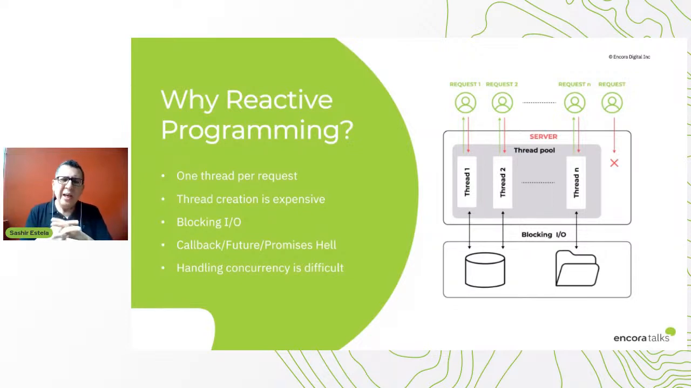Well, we have one thread per request. We can remember application servers like Tomcat, JBoss, WebSphere application server, etc. Those application servers were handling one thread per request.